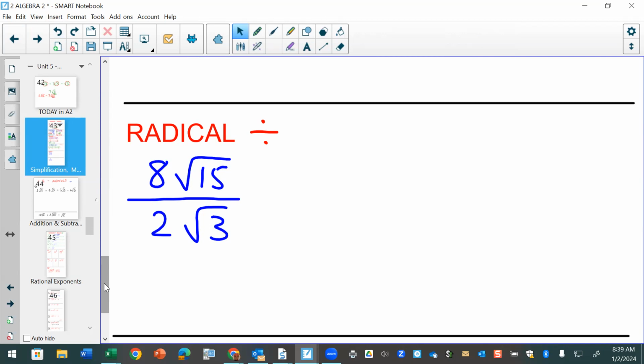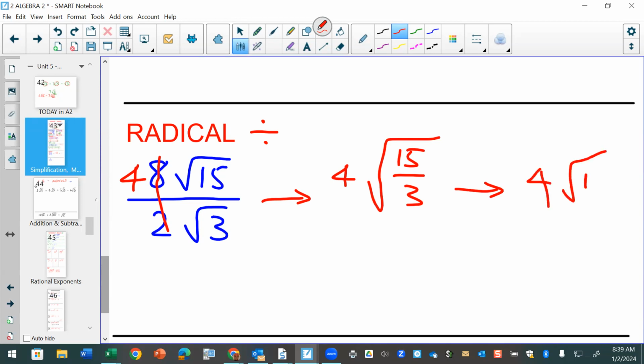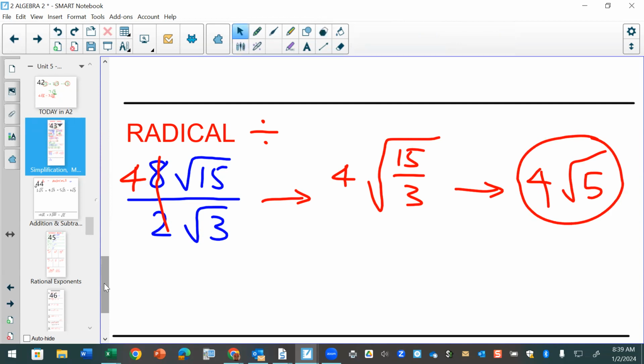8 over 2? Sure. What's 8 over 2? 4. Yeah, 4 over 1, but okay. We'll leave that alone. What else are you allowed to do that you learned today? These are both square roots, so you're allowed to put them together underneath the same square root. And don't overthink this. What's full credit final answer? 4 square root of 5. Yeah. Okay, so that's easy.